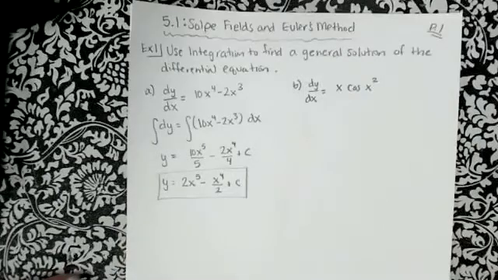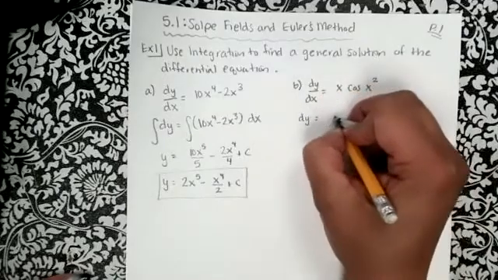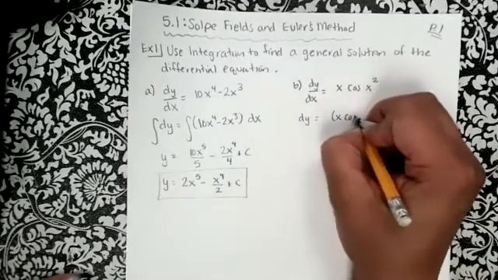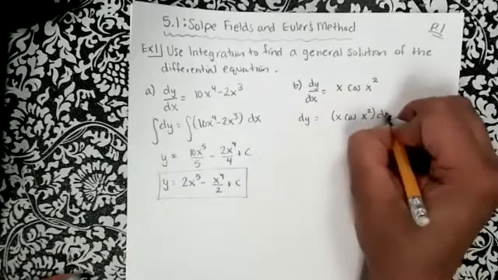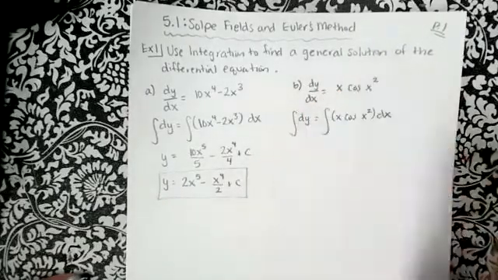We're using integration to generate a general solution of the differential equation. So you're basically just taking the antiderivative. I can't take the antiderivative yet. That dx needs to be over here. So I'm going to multiply both sides by dx. So dy equals x cosine x squared times dx. I'm now going to take the antiderivative of both sides.